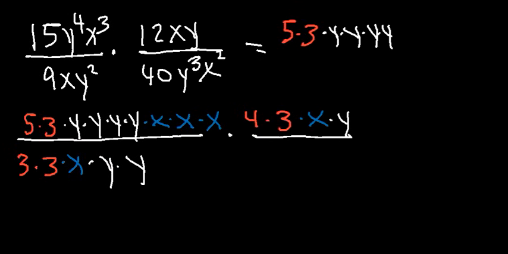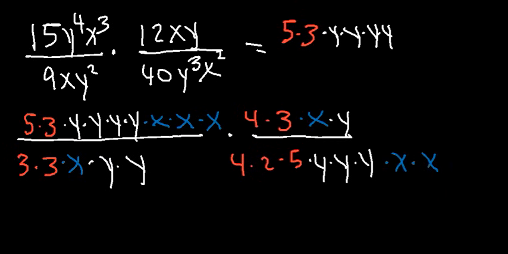Now 40 is 8 times 5, and 8 is 4 times 2, and then times 5. So 4 times 2 is 8, 8 times 5 is 40. And then we have 3 y variables on the bottom, and then 2 x variables.